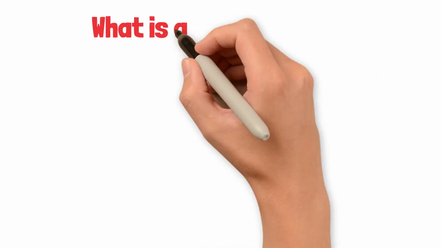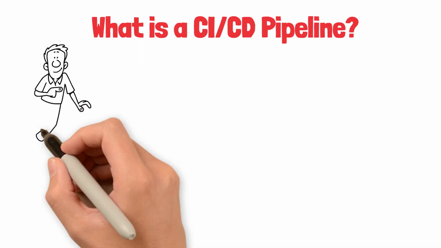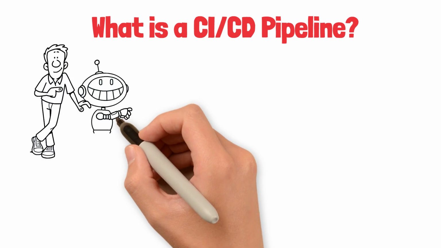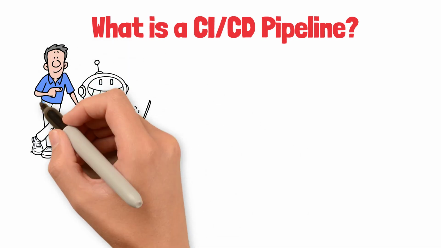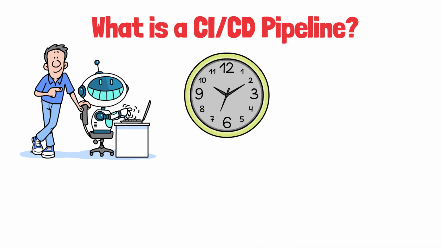What is a CI/CD pipeline? Now imagine this. Every time you make a small change to your science report, a robot checks it, fixes any spelling mistakes, prints a new copy, and shows it to your teacher. All this happens automatically in just a few seconds. That robot is like a CI/CD pipeline in software.